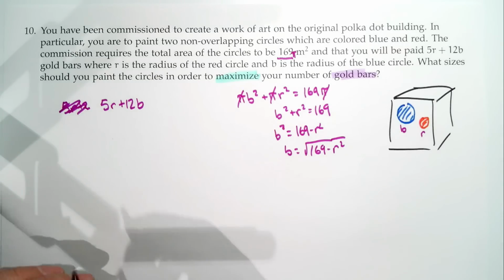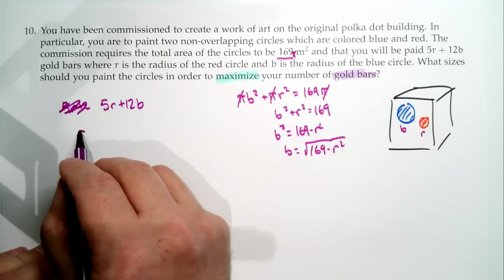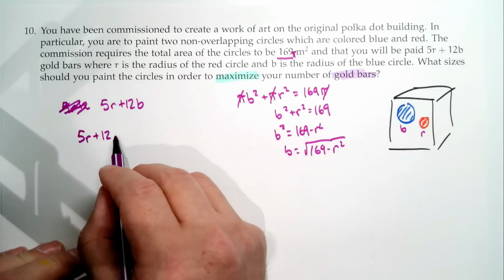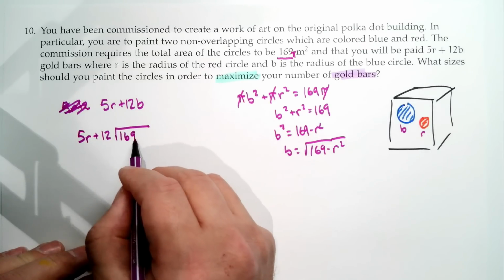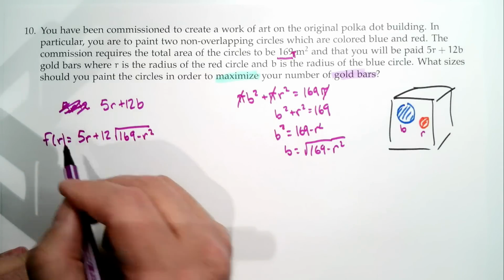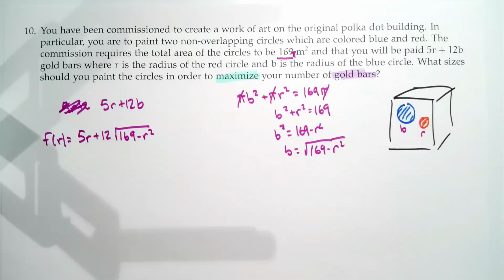So now the function we're trying to optimize is really 5r plus 12 times the square root of 169 minus r squared. And so I'm going to write this as my function of r. So my function of r looks like this. And I've now finished the hardest part of the optimization problem. I figured out what's the function I need to be using. From here, the rest of it becomes look for critical points and, if needed, classify them.